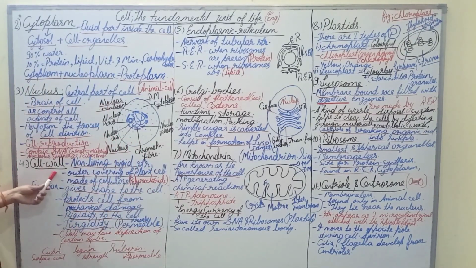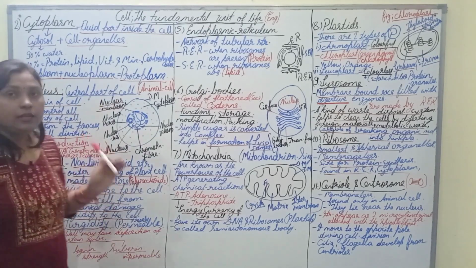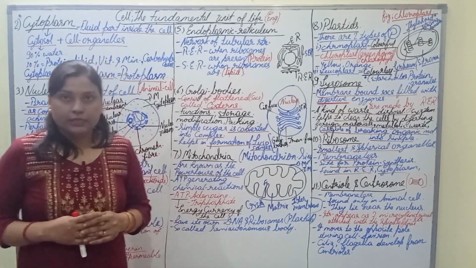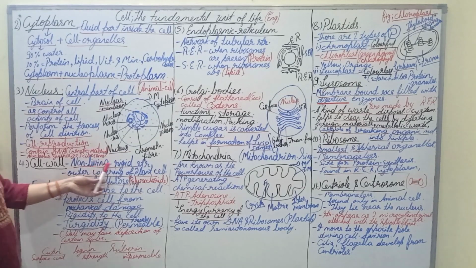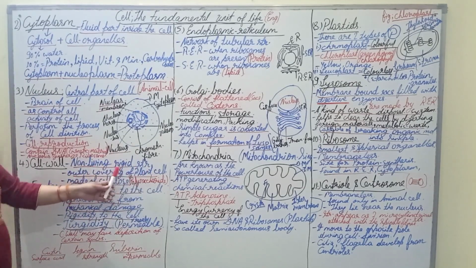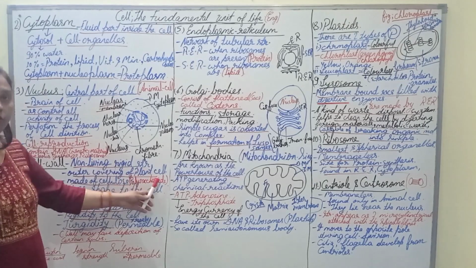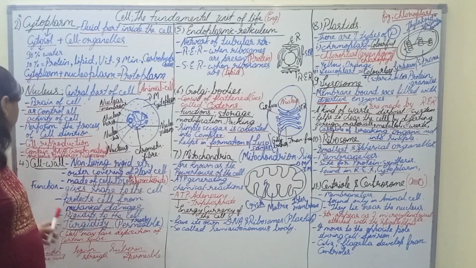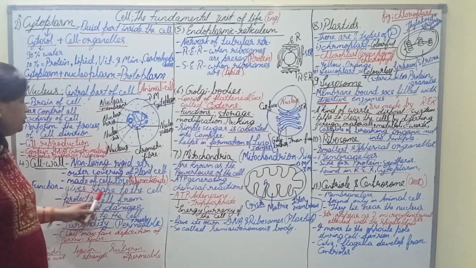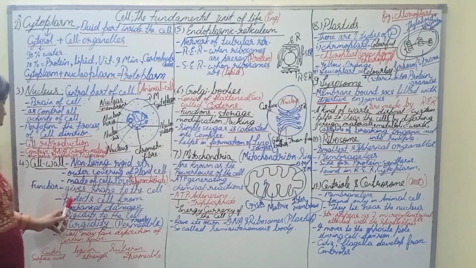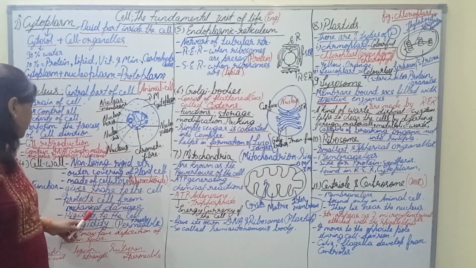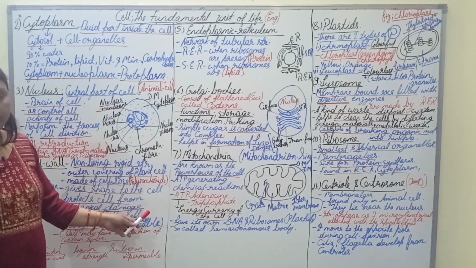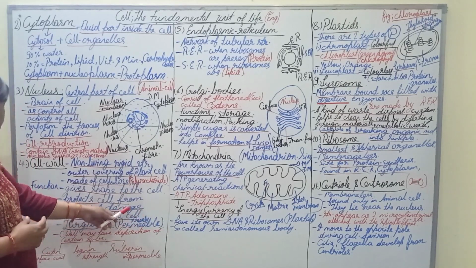Next, moving on, we have another structure, the cell wall. This cell wall is present only in plant cells and it is absent in animal cells. It is a non-living rigid structure. It forms the outer covering of plant cells and is made of cellulose, a kind of polysaccharide. The function of the cell wall is that it gives shape to the cell, it gives strength to the cell, and it protects cells from mechanical damage, that means from outer injury. It saves the cell from outer injuries.